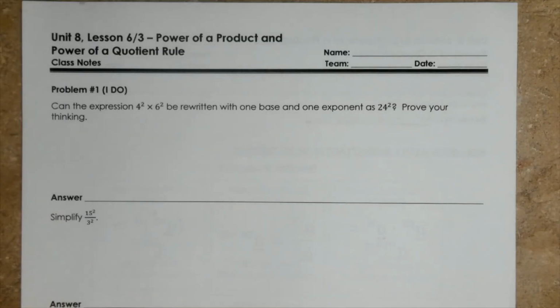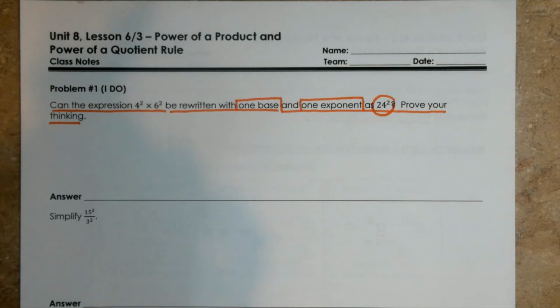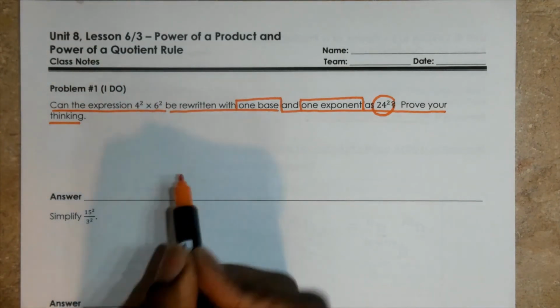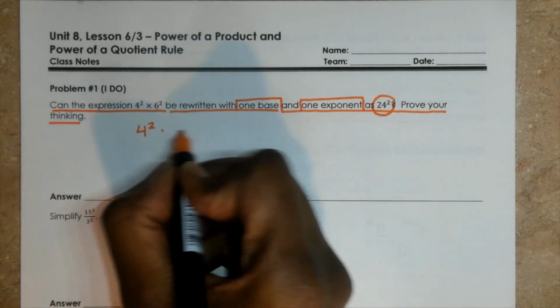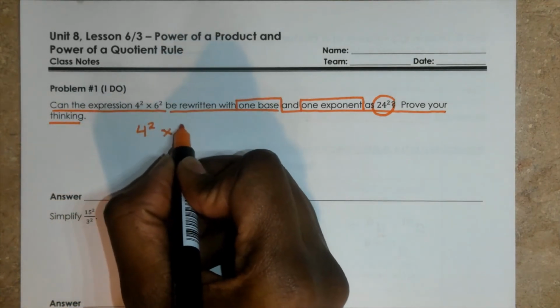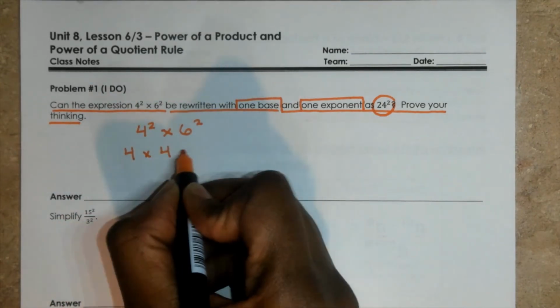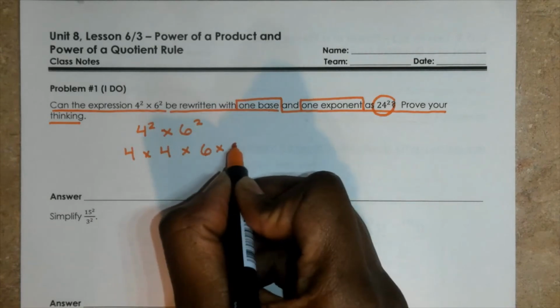Here is problem number 1 for the I do. Please copy it down. It says, can the expression 4 to the second power times 6 to the second power be written with one base and one exponent as 24 to the second power? Prove your thinking. What I'm going to do is I'm going to expand this expression. 4 to the second power times 6 to the second power can be written as 4 times 4 times 6 times 6.